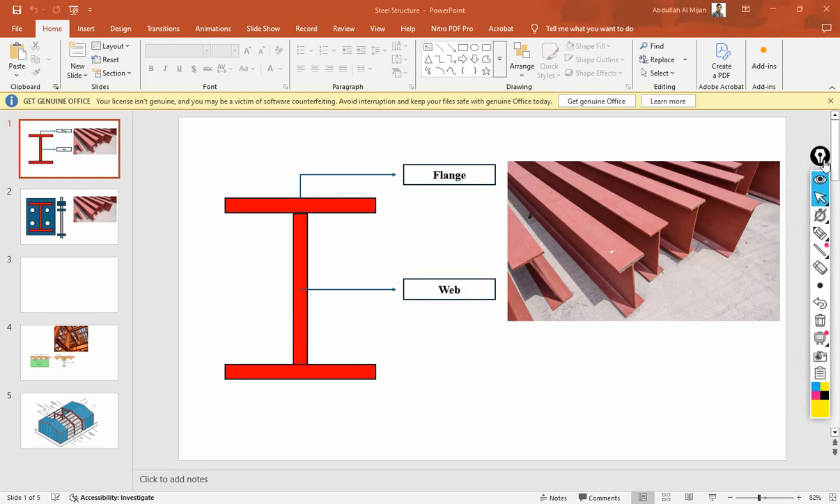Assalamu alaikum. Today we will learn about the basic and fundamental knowledge about steel structure. Basically, the most common section of a steel structure is the I section, which looks like that.